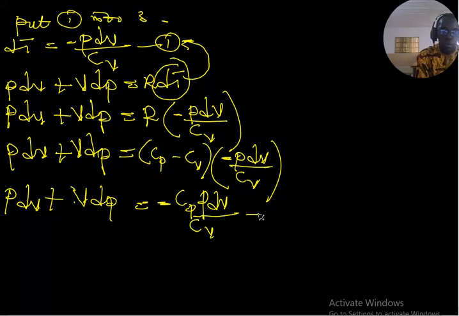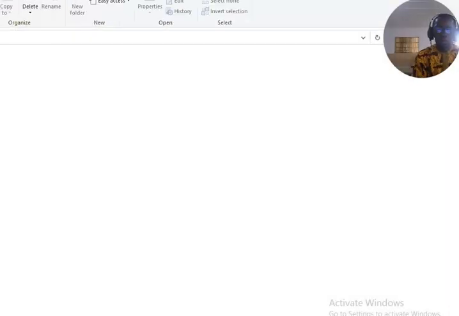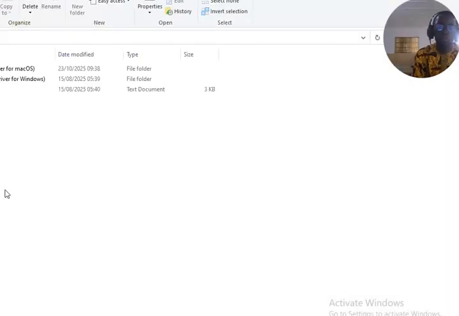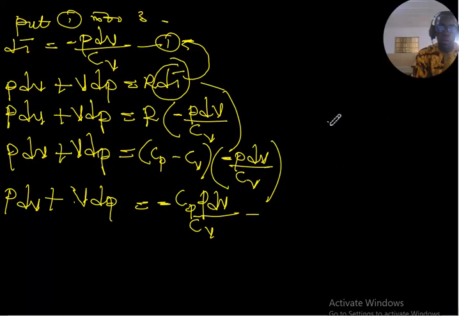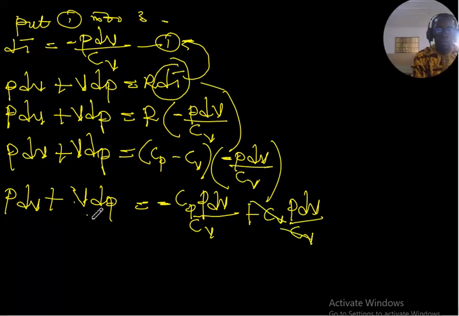then minus times minus gives plus Cv P dV over Cv. Now one thing is observable here: Cv cancels Cv. Then you must remember that gamma is the ratio of Cp over Cv.